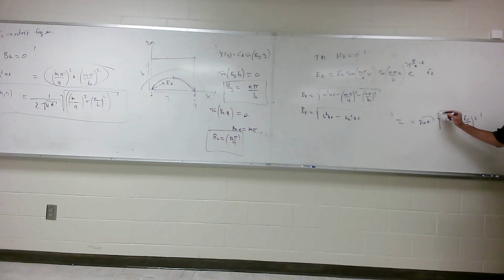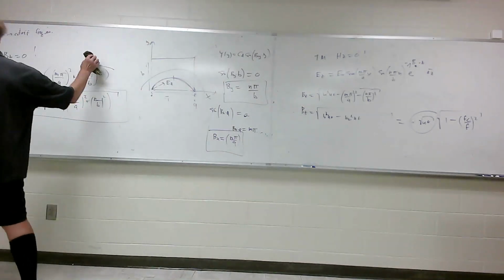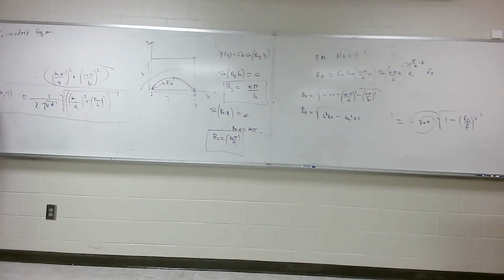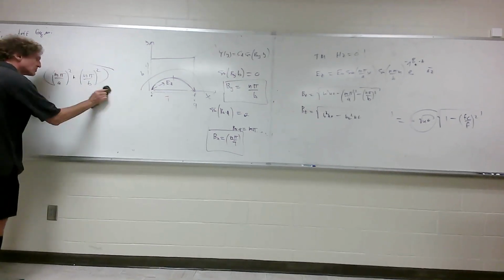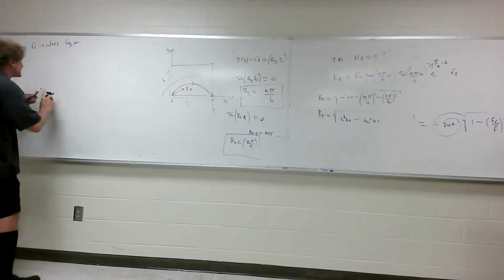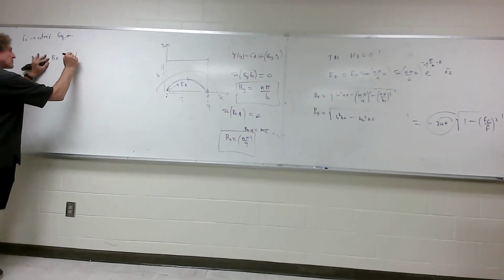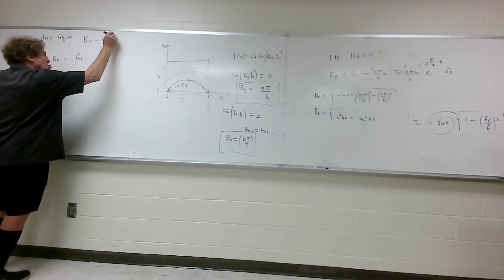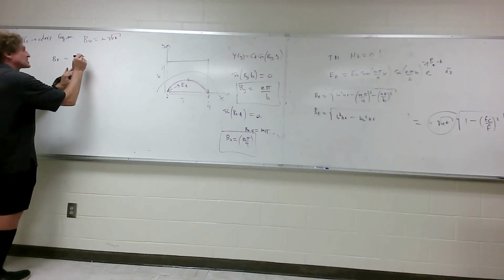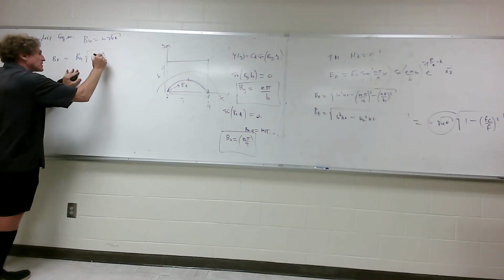What this is, is just beta unguided, isn't it? So what I can say now is, let me write it here. And this is only at cutoff, that's beta z equals 0. Now I can say that beta z, kind of cool, right here, is actually equal to beta unguided. Beta unguided is equal to omega times the square root of mu epsilon inside the guide. But then it's times the square root of 1 minus (fc over f) squared.